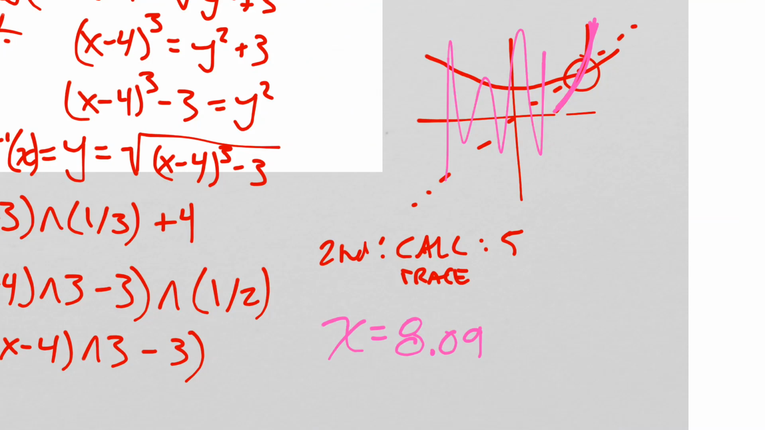I'm going to call that 1. Now, here's the deal. Since this is the intersection between a function and its inverse, x and y have to be the same value for that intersection point. If they're not, you done messed something up.